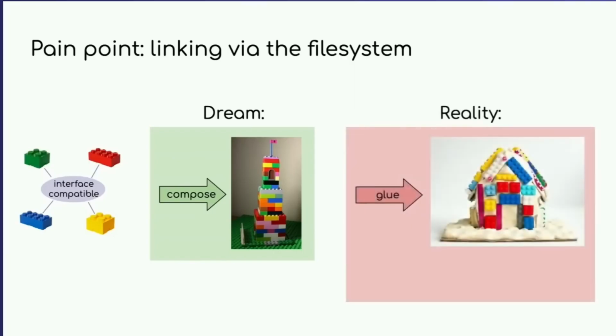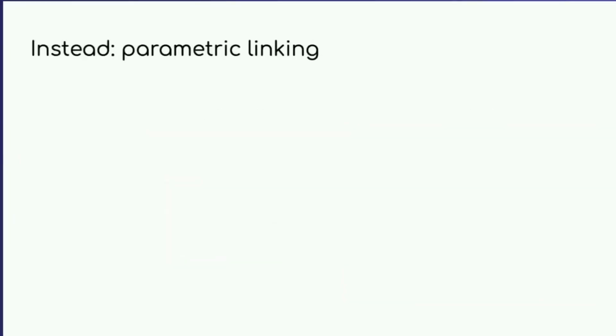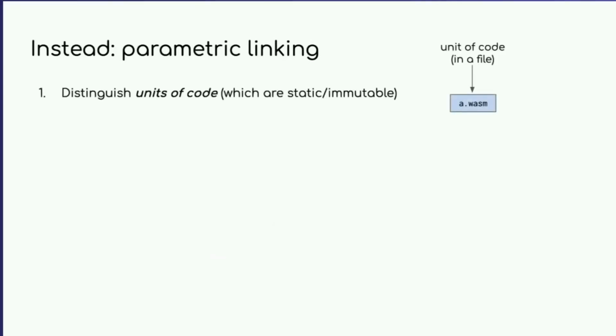But the reality is less pretty and involves a lot more glue code. And the reason is that in addition to these explicit interfaces, we've got this file system here that everything is kind of colliding with each other, and a lot of that glue code is working around that. So what we're proposing instead is called parametric linking. This is kind of from this background research. And I'm going to describe it in 3 steps.